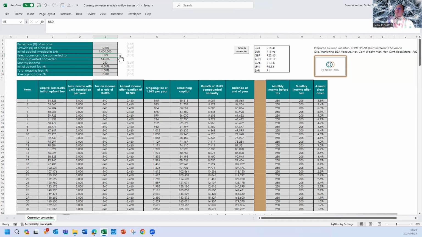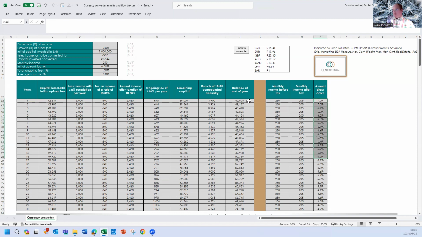Of course, if I don't change this into dollars and use pounds, then your drawdown would be completely different. It's 7%. So if this was now a British pound sterling investment and you took £250 per month, that's your drawdown. Is it still growing? It's going from 42, 43, 44, 45. Yes, it is. So we can see, because it's 10% growth and 7% escalation, you are growing your capital.